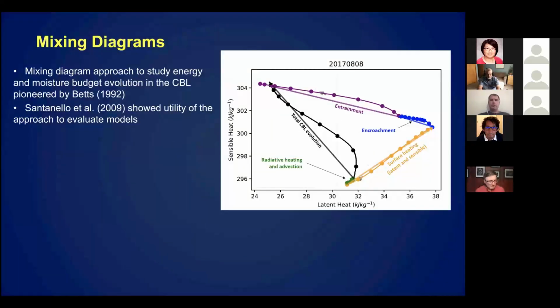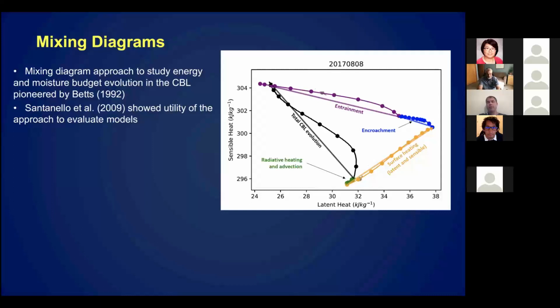So we're going to use some mixing diagrams, one of the land-atmosphere coupling approaches that have been talked about. Alan Betts first pioneered it back in the 90s. Joe Santanello showed us about a decade ago its utility to evaluate models. The black shows you the total evolution of the convective boundary layer from sunrise to sunset. And you can compute the contribution from radiative heating and advection, in this particular case a green vector. The contribution from surface sensible and latent heat fluxes is in brown. An encroachment term in blue is associated with the changing depth of the boundary layer.